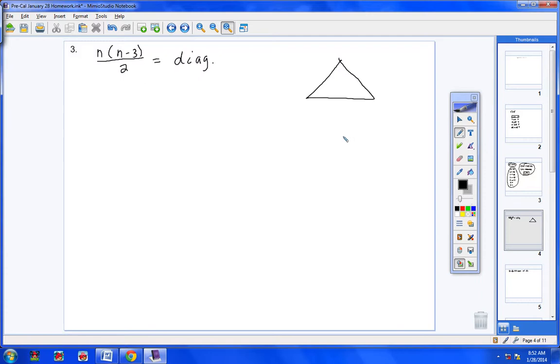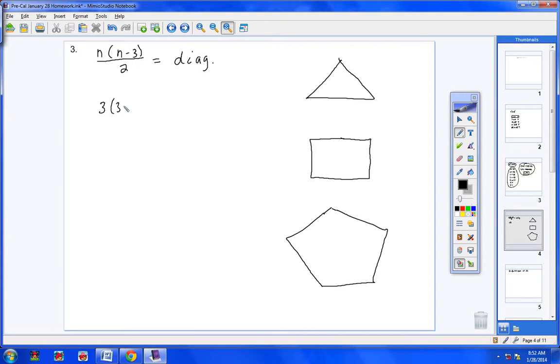There's a triangle, that's 3 sides. There's a rectangle, that's 4 sides. And here's a pentagon, that's 5 sides. Okay? Now, this is 3 sides, so let's put a 3 in for n.